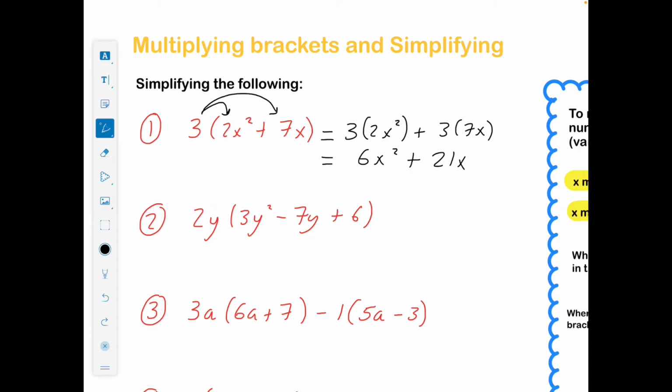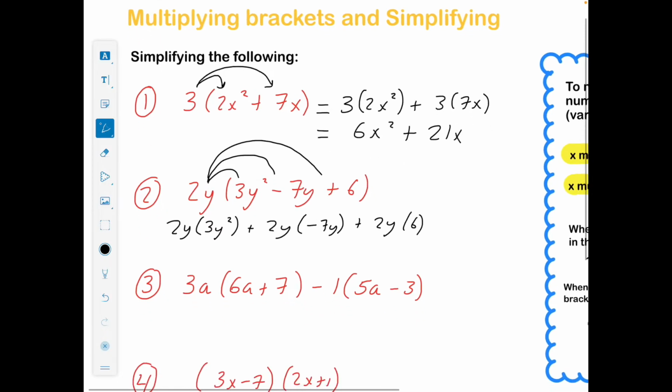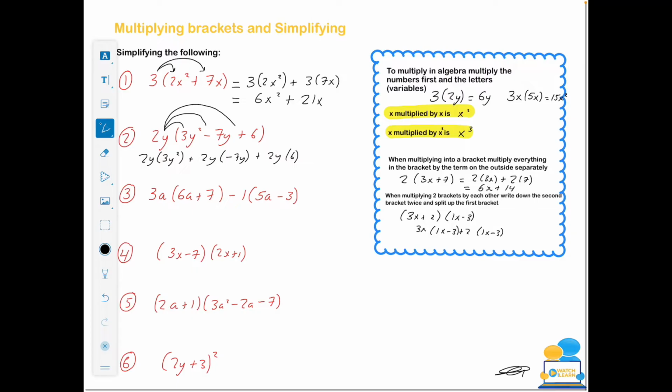After a bit of practice, you can start to skip this line. It's a good idea to draw in your arrows. It's still a good idea to show your work. I think you're less likely to make a mistake by writing it out, and it only takes a couple of seconds. We're going to do exactly the same thing here, so we'll do this, by the second term, and by the third term. So we have 2y multiplied by 3y squared, minus 2y multiplied by minus 7y. Sorry, plus 2y multiplied by minus 7y plus 2y multiplied by 6.